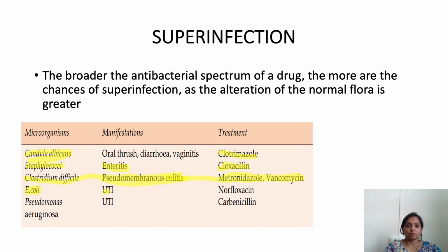It can present as UTI, and we can treat with norfloxacin. Pseudomonas also can happen in case of severe antibiotic use. It can also present as UTI, and we can use antipseudomonal penicillins, that is carbenicillin or ticarcillin. Those group of drugs can be used. Oral candidiasis can happen most commonly with various antibiotics. It will mainly present with oral thrush, diarrhea, and vaginitis, so clotrimazole can be given.